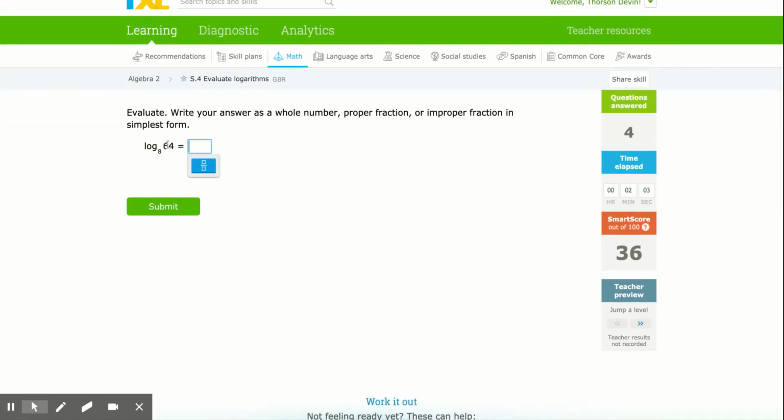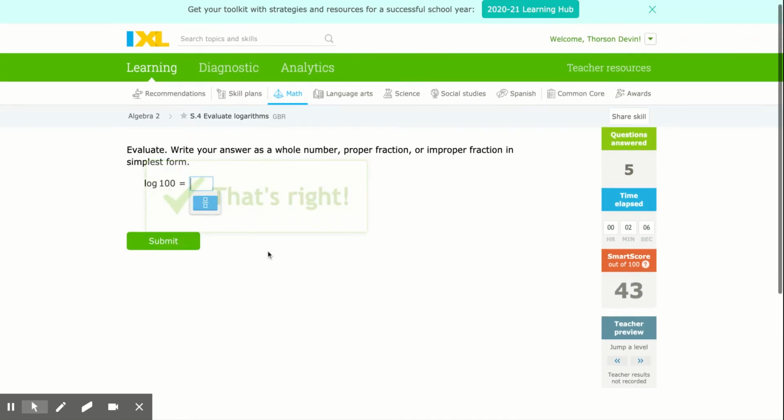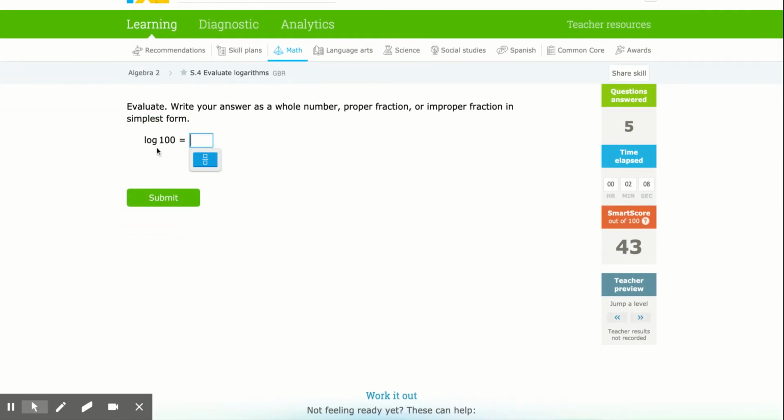6 squared is 64. Remember, if you don't see a base and it's log, it's base 10. 10 raised to what power is 100? Well, 10 times 10 is 100, so it took 2 10s.